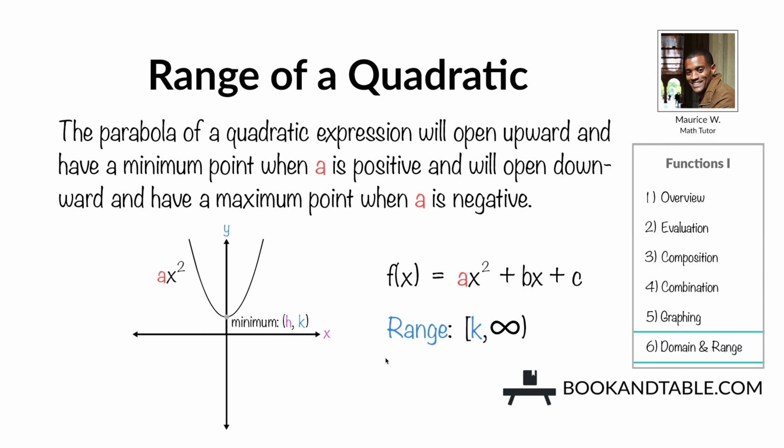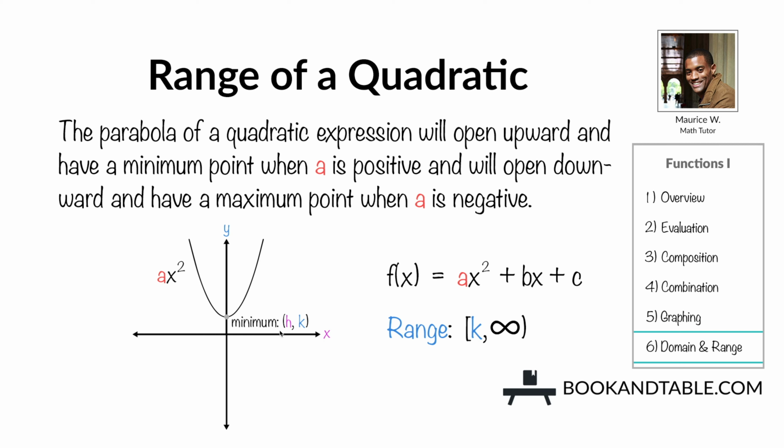The parabola of a quadratic expression will open upward and have a minimum point when a, or the coefficient in front of the quadratic term, is positive, and will open downward and have a maximum point when a is negative. So we have our curve, and when a quadratic has a positive coefficient, we know that it opens upward towards positive infinity of the range and then has a minimum point.